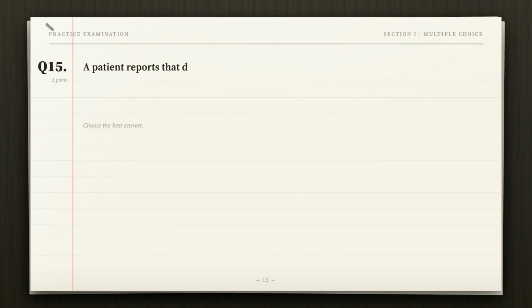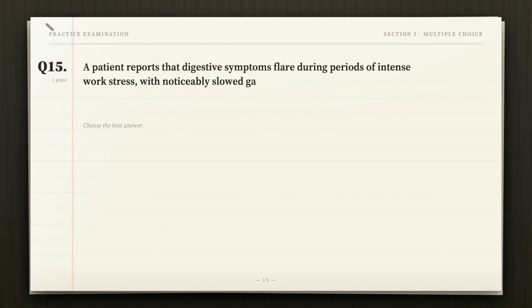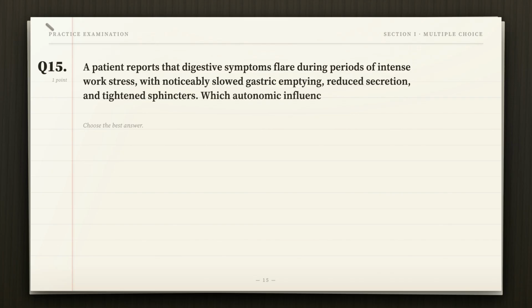Question 15. A patient reports that digestive symptoms flare during periods of intense work stress, with noticeably slowed gastric emptying, reduced secretion, and tightened sphincters. Which autonomic influence accounts for this pattern?